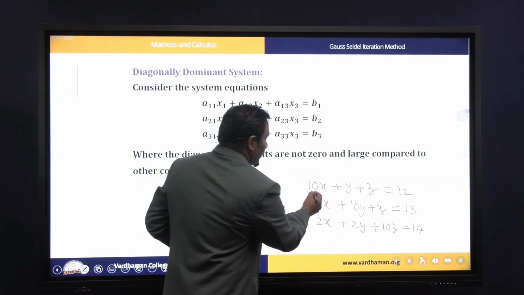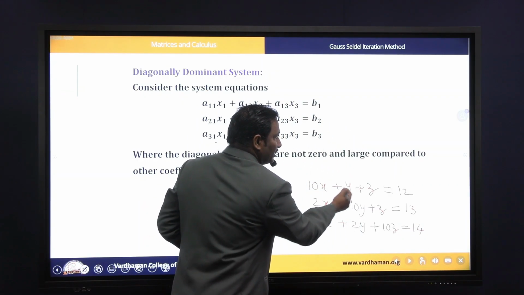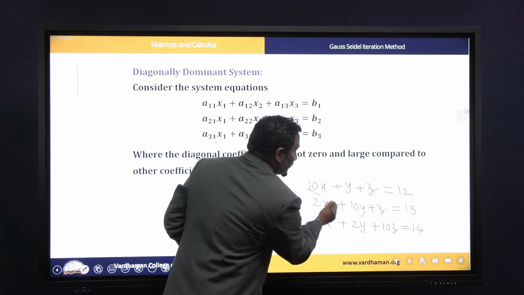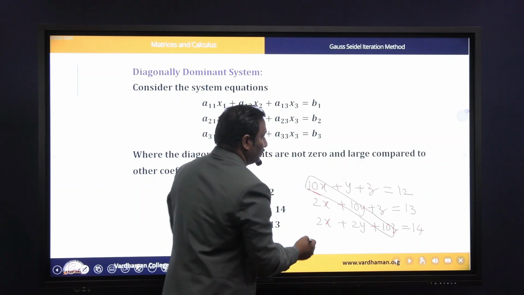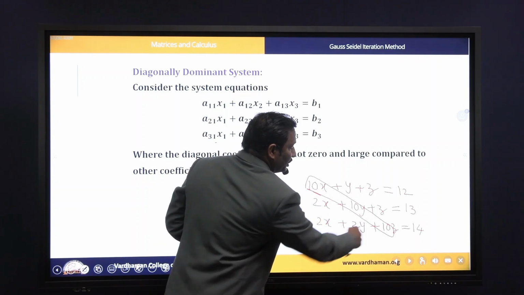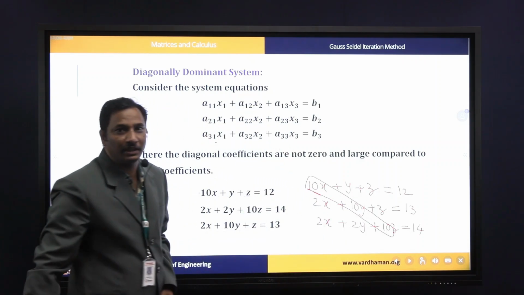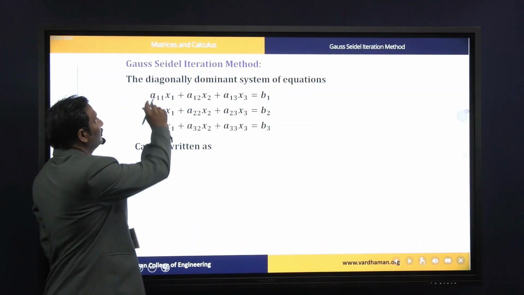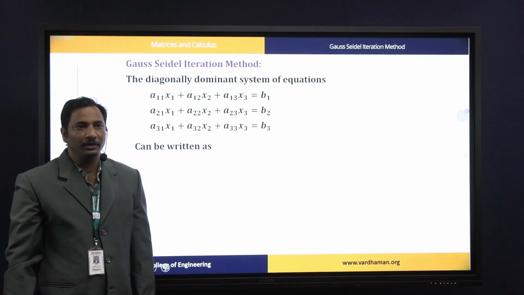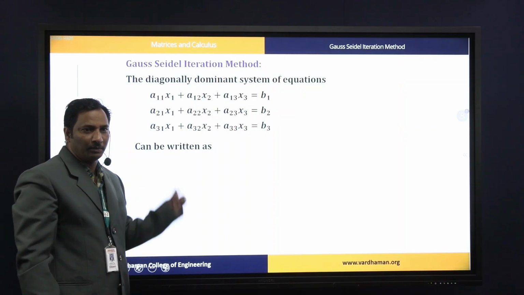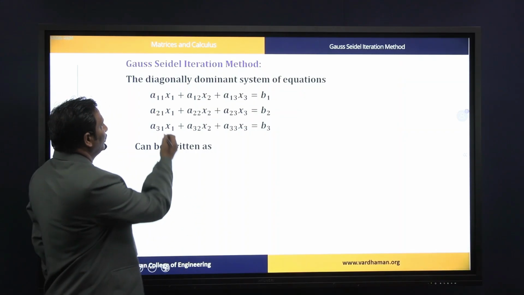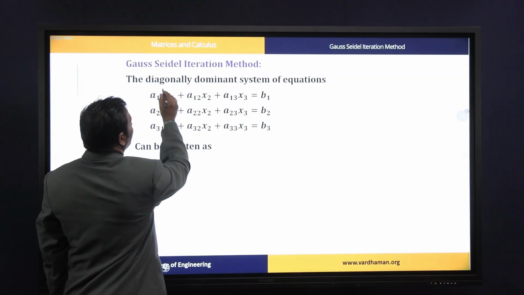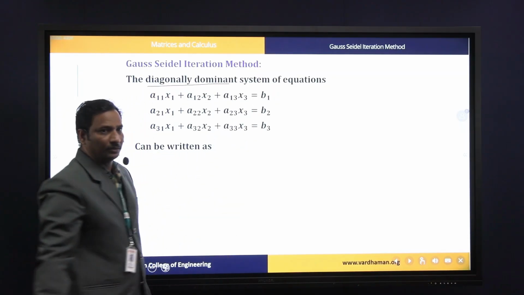Now we can see that this 10, the coefficient of x, is greater than the other coefficients of y and z. All the diagonal elements here are larger than the other coefficients in each equation. So this is considered diagonally dominant. Now we see how to find the solutions of the Gauss-Seidel method by using the iteration method. Now we need to consider the system. First we need to check whether it is diagonally dominant or not.